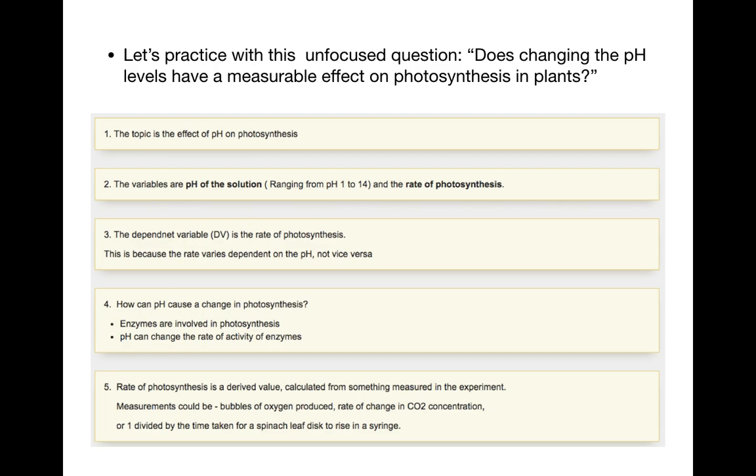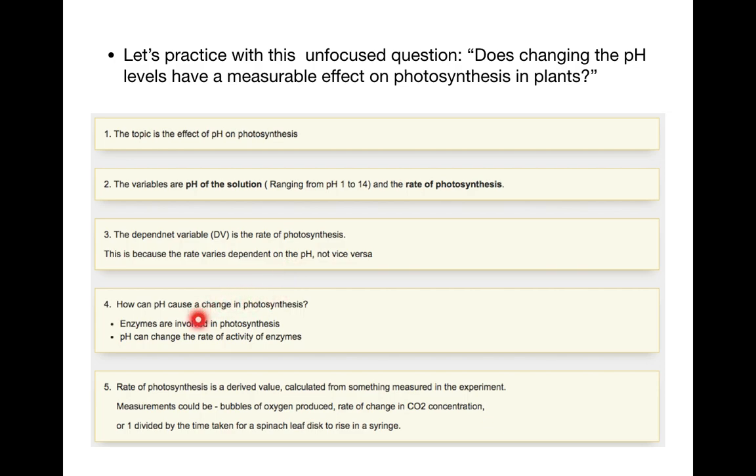Okay, so here's an unfocused question. Does changing the pH levels have a measurable effect on photosynthesis in plants? Well, the topic is clearly photosynthesis and how it's affected by pH. The variables are pH, my independent variable, and the pH range, of course, is from 1 to 14. And then my dependent variable is the rate of photosynthesis. The dependent variable, rate of photosynthesis, is because the rate varies depending on the pH, but not vice versa. So the pH does not depend on the rate, but the rate does depend on the pH.